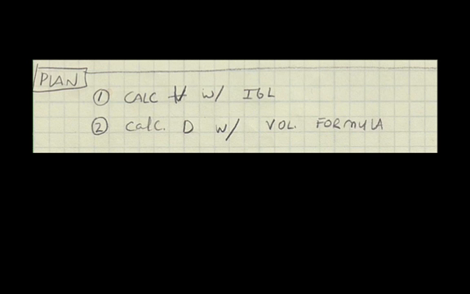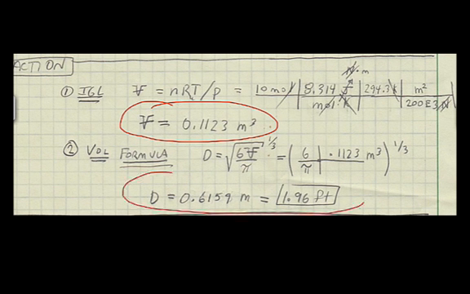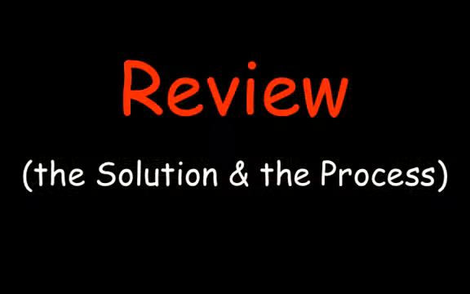Next, I wrote down the steps of my plan, step 1 and step 2. Then I executed my plan. The volume came out to be 0.112 cubic meters. The diameter of the tank was 1.96 feet.